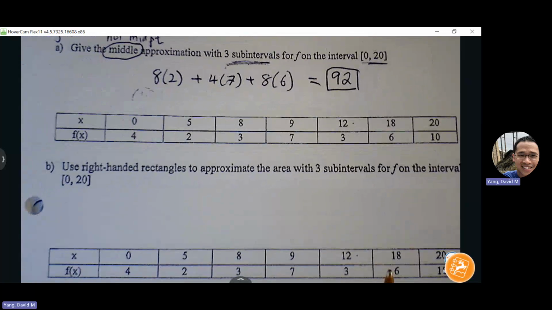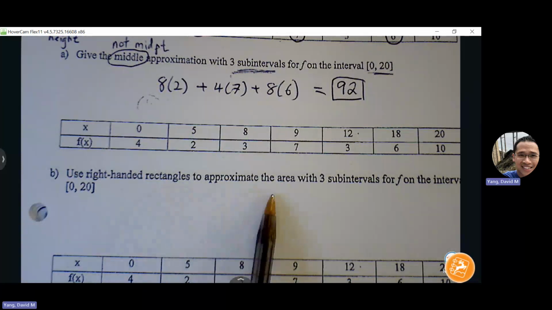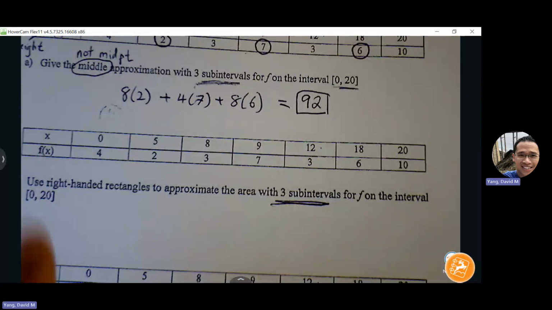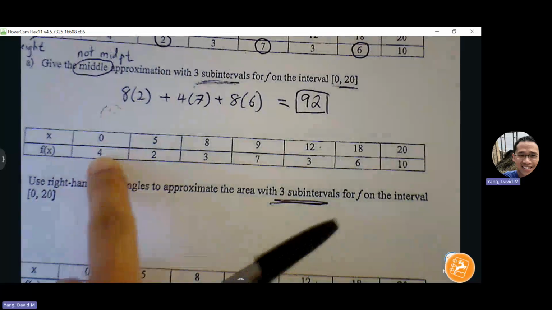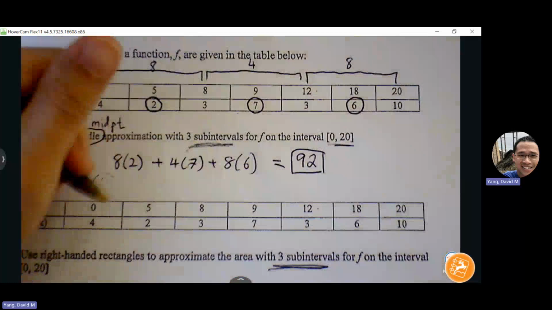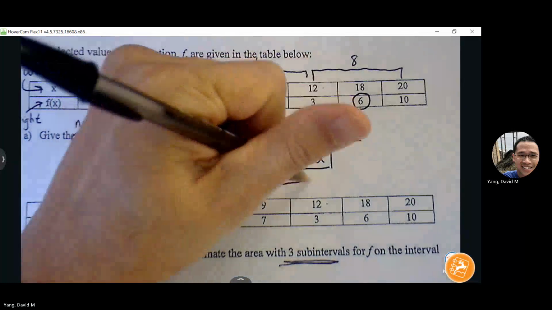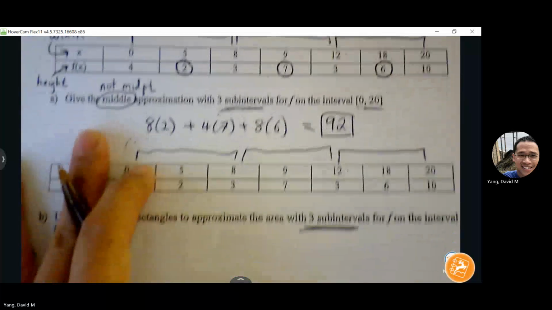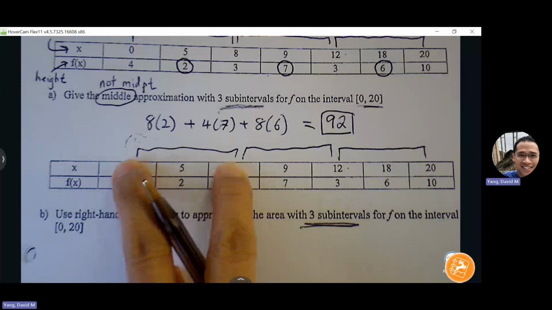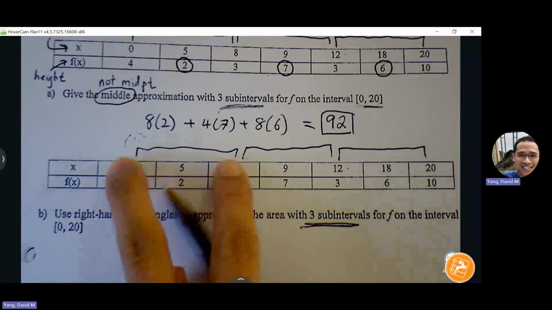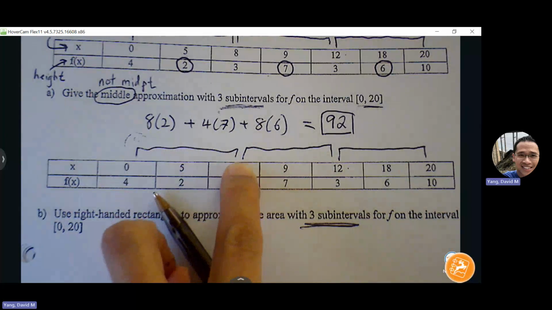Okay. Let's look at part B. Use right-handed rectangles to approximate with 3 subintervals from 0 to 20. Okay, so this one, we're also spanning from one end to the other end. And again, it's 3 subintervals, so it looks like it's going to be the same width across. So every time you draw your subinterval, make sure you start in the middle of your ordered pair and end at the middle. And also the second subinterval will overlap the previous one.